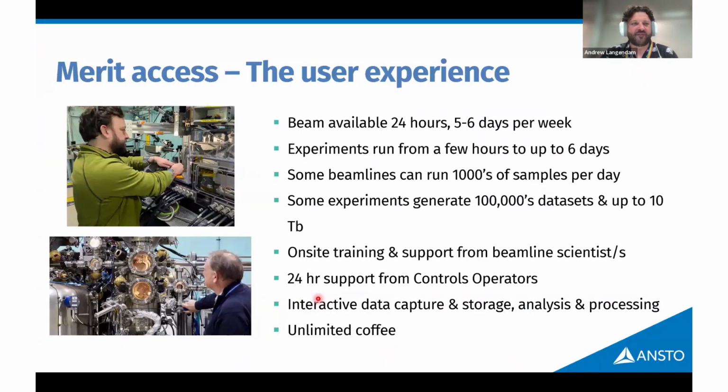And there are a bunch of advantages. Basically, Beam is available 24 hours a day, 5 to 6 days a week to do your experiments. Some beamlines run for a few hours. We tend to run for 1 day up to 6 days of beam time. So you've got a lot of time there to collect good maps. Some beamlines can run thousands of samples. We can't. We would normally say tens of samples. Bring tens of samples when you come along and you'll be able to get really great amounts of data.